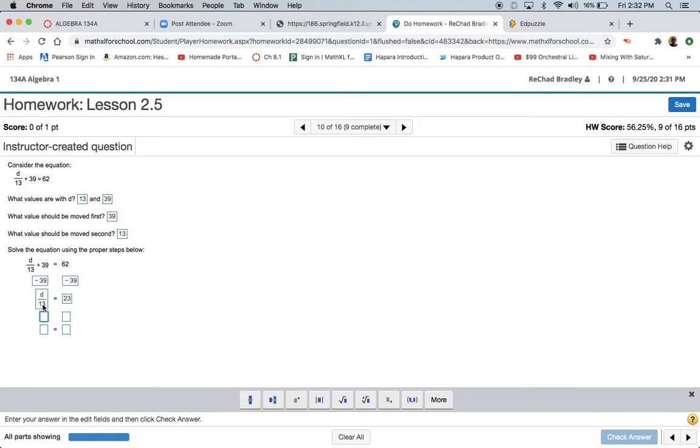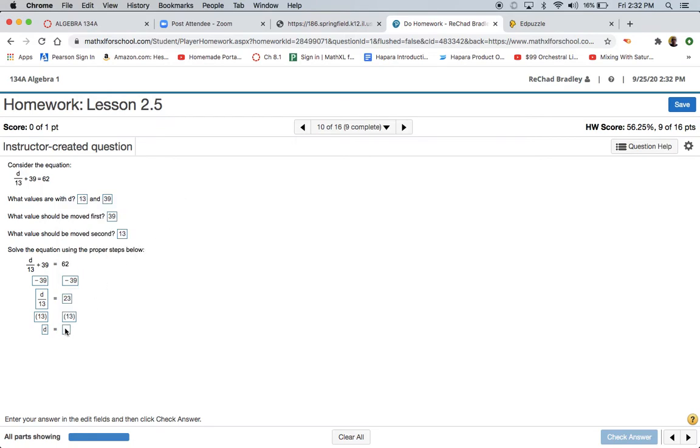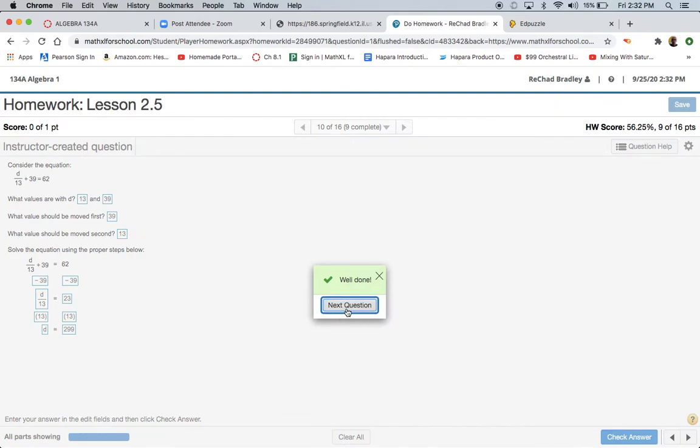If I want to get rid of this 13, again, I would multiply by 13 by putting it in parentheses. The D comes down. 23 times 13, I don't know off the top of my head. Sorry, I'm not that good. I do think it's 23 though. Let's see if 299 is the answer. If not, we probably have to find our error. It was 23, so we got it.